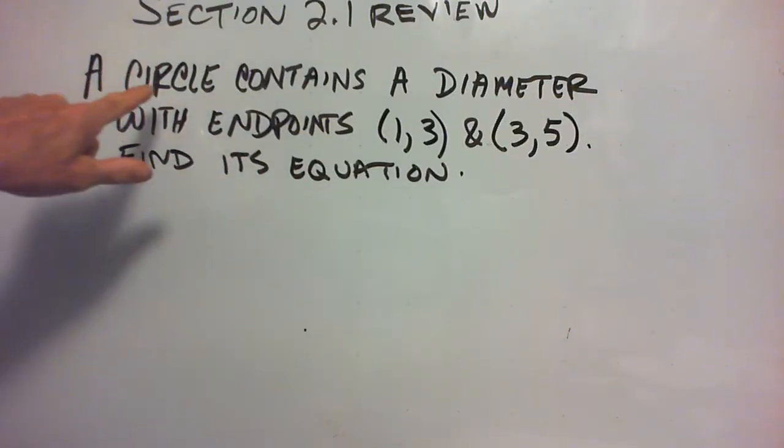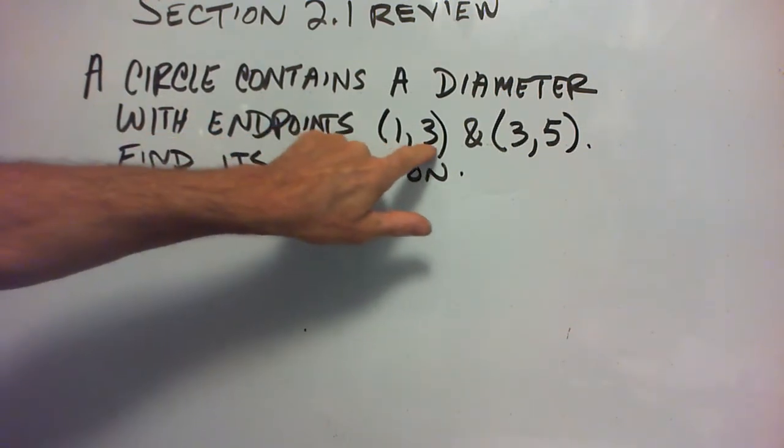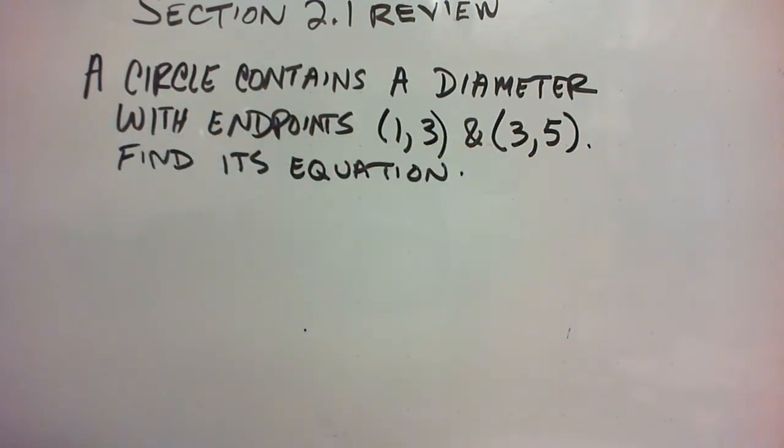Okay, in the next problem, a circle contains a diameter with endpoints 1, 3, and 3, 5. Find its equation. And students often don't know how to start this, so let's look at the graph of this circle that has these endpoints of a diameter.